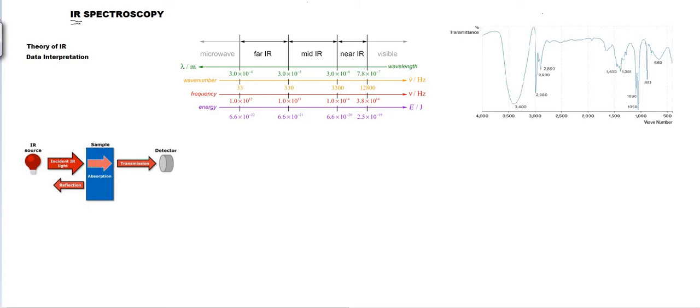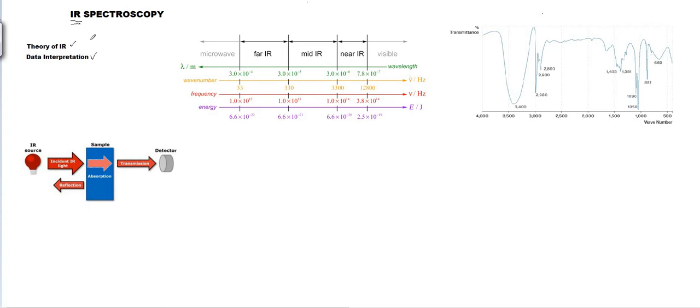The first one is a little bit on the theory of the IR, and the second one is data interpretation or spectral analysis. Okay, the most important one, of course, the data interpretation, because in this course you have to know how to interpret the data from the IR spectrum. Bukan hanya tahu teori semata-mata like the topic of the UVVis and also fluorescence, right?